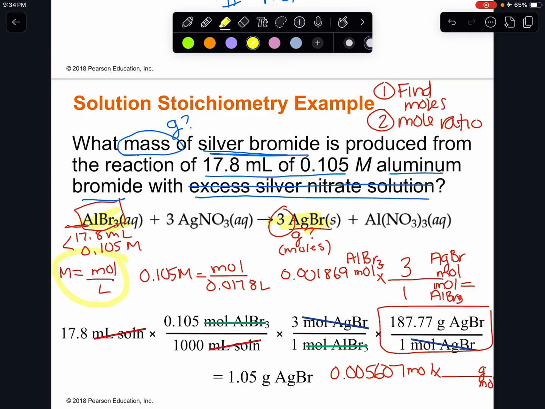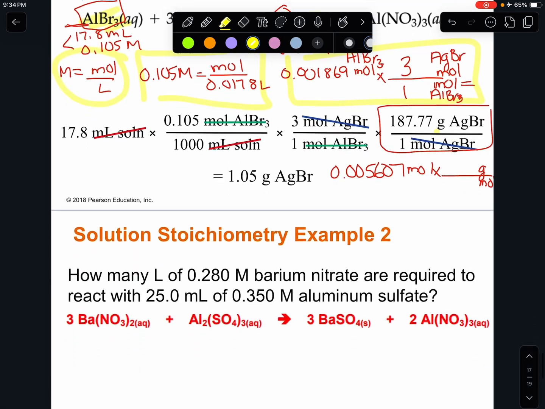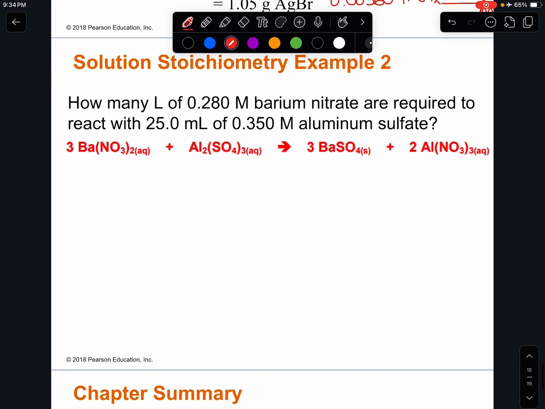You may be fine. That's why I like to do it in the form of using molarity, solving for moles, doing what we've been doing the whole time, mole ratios, and then going ahead to finish off with this grams conversion. Okay, I'm going to show you one more example here.